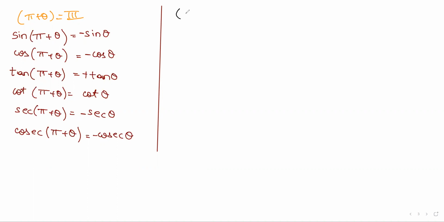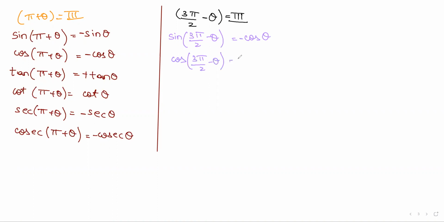Next, 3 pi by 2 minus theta, third quadrant. Sine of 3 pi by 2 minus theta will be equal to, since it is 3 pi by 2, sine gets converted into cos, and in the third quadrant it's negative. Cos of 3 pi by 2 minus theta will be equal to minus sine theta.